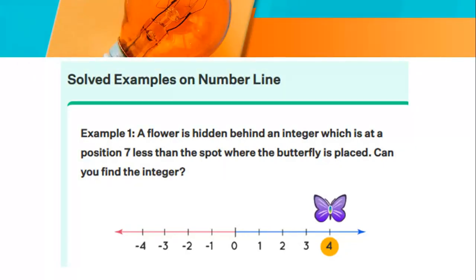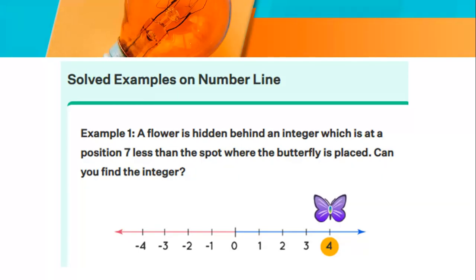Sabi dyan, example 1. A flower is hidden behind an integer which is at a position 7 less than the spot where the butterfly is placed. Can you find the integer? So sabi daw, yung bulaklak ay nakatago doon sa isang integer. Hindi naman sinabi kung negative or positive. Pero nakalagay dyan, yung position niya ay 7 less than. Ibig sabihin, mas maliit. So negative siya kasi as you can see, yung butterfly ay nasa 4 at mas maliit ng 7 beses or 7 step yung integer na kinalalagyan ng flowers.